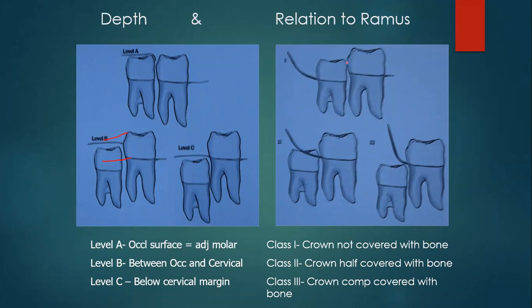If you have a little bit of space available so that it can accommodate the mesiodistal width of your tooth, then it will be class 1. If there is not sufficient space, then half of the crown of your tooth will be covered with bone. In class 3, you can see that the bone is above your third molar, and your tooth is highly embedded into the bone. So this was the relation to the ramus and depth, and this was all about the Pell-Gregory classification on the basis of depth and the relationship to the ramus.